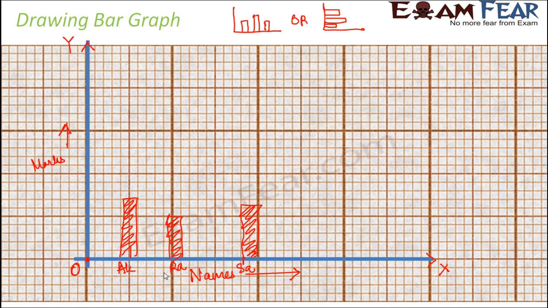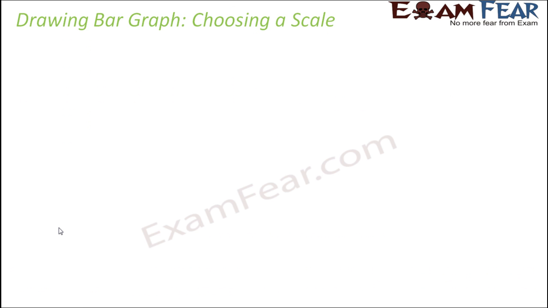So why are you drawing vertical bars? Because you have kept the names of the students on the y-axis. But if you want to draw horizontal bars, in that case, what you will have to do is keep marks on the x-axis and names of the students on the y-axis. Okay, so this part is clear, considering x and y-axis.